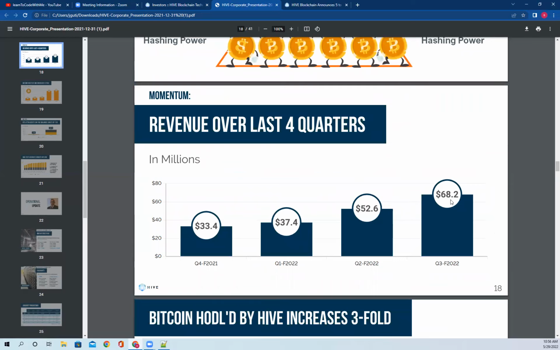So this is the revenue, 68 million. Now of that, let's be extremely conservative and say that 70% of that is the margin. So that's 47 million per quarter. If we multiply that by 4, you get 190 million per year that they would be making. 190 million per year, and they only have an existing market cap.